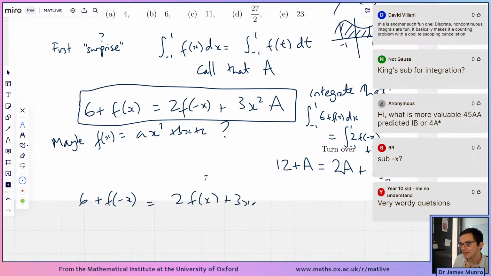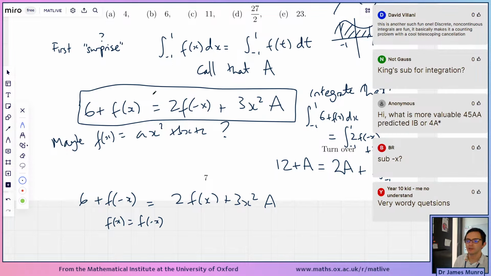And 3x squared a, that looks very clever because that's going to balance out, isn't it? And 6 is the same as 6. Okay, so I'm pretty sure that means that if you just take the difference, f of x is equal to f of minus x. Oh, and now you're basically done, right?